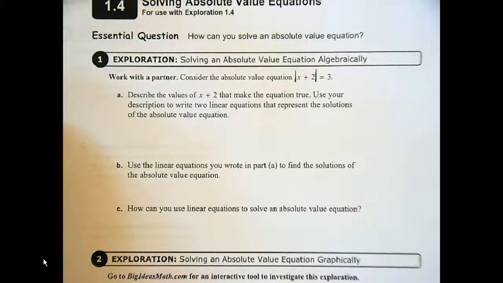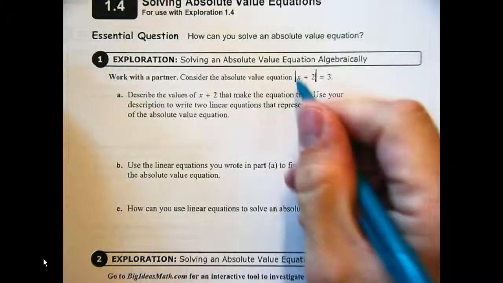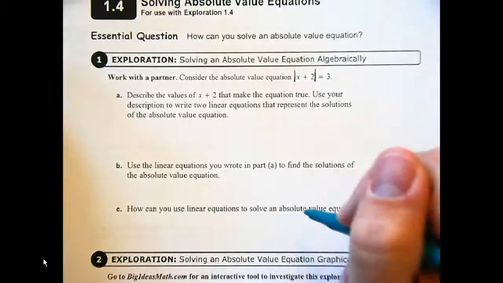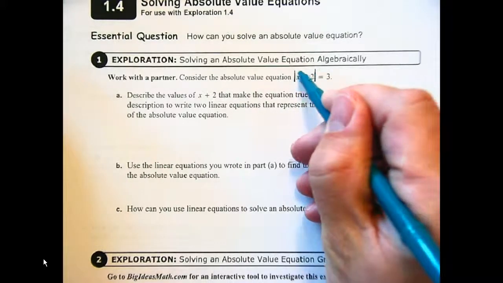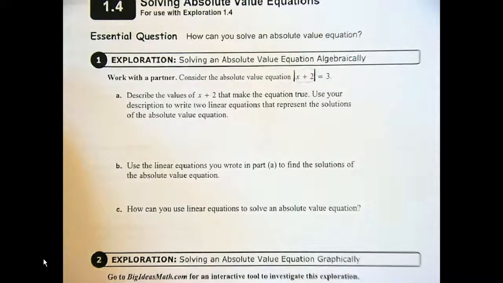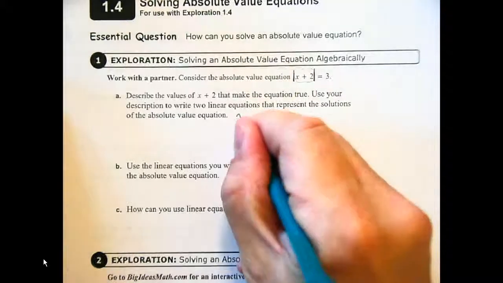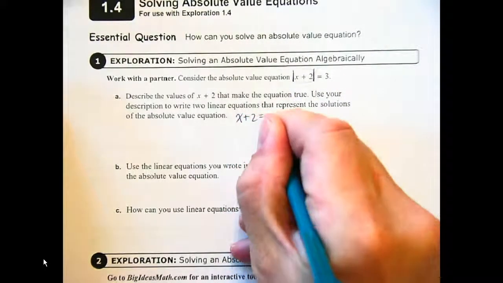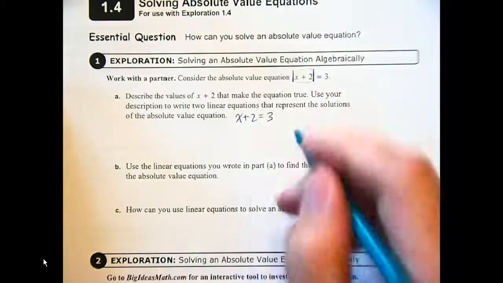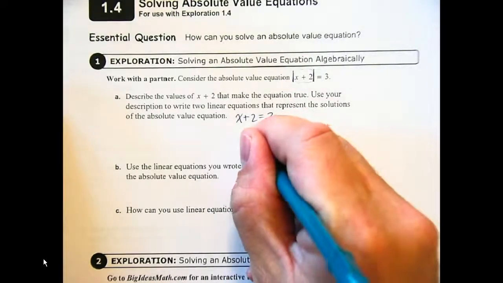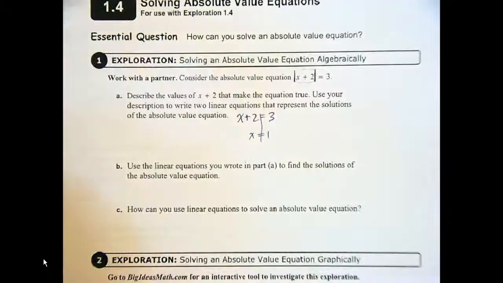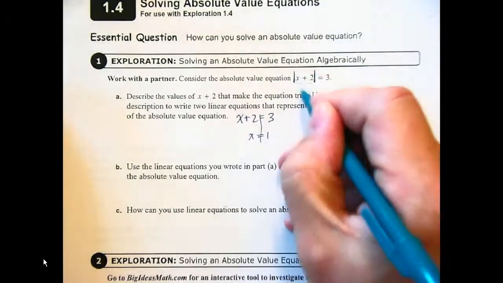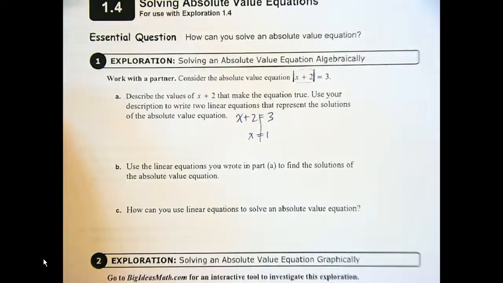Go ahead, Logan. 1? Is that true? That is true. So the x would have to be 1, making the entire thing 3. So we need x plus 2 to equal 3. And Logan, you said that would make x equal 1. So if we solve that equation, we get x equals 1. Would any other value inside here work other than 3?